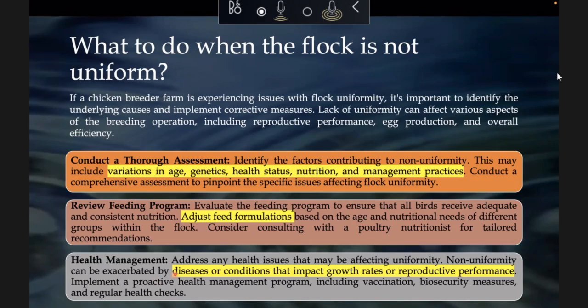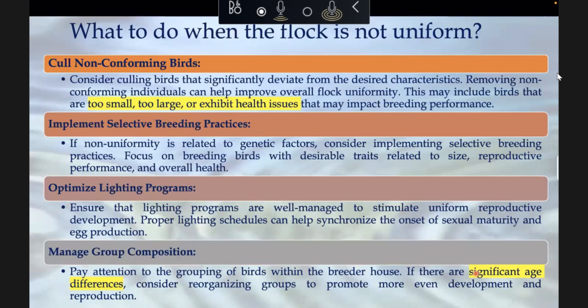Then we have to look at the health status of the birds. Is there any disease condition, or any condition that impacts growth rate or reproductive performance, that will also affect the uniformity of our flock. Then if we have some non-conforming birds, we need to cull them.